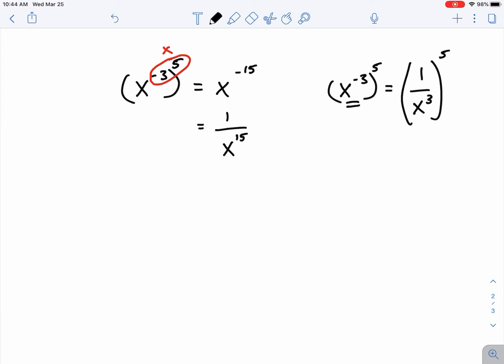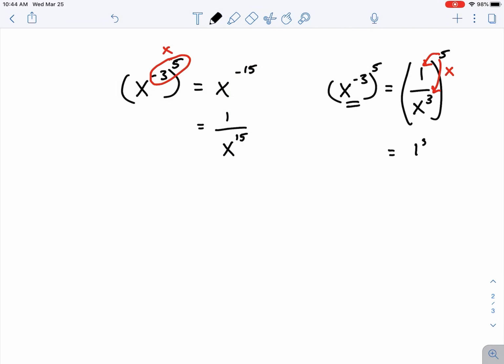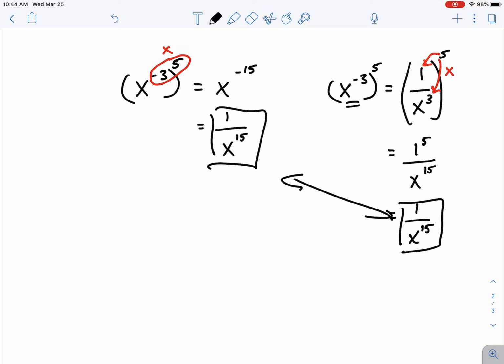And now we use our rules from the previous section, and this 5 is going to distribute in as a power through multiplication. So this becomes 1 to the 5th over x to the 15th. 5 times 3 is 15. And 1 to the 5th is just 1, so this is my answer. Either way, you get the same result.